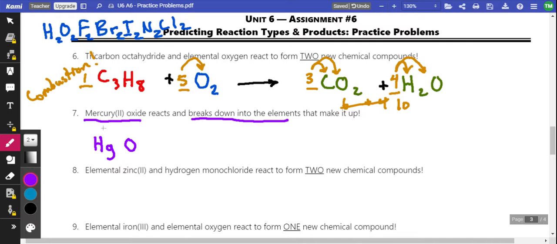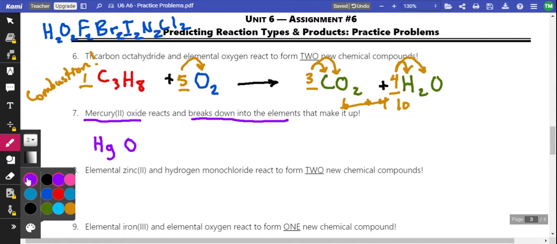So if I had a positive 2 charge on this mercury, and my oxygen has a negative 2 charge, well, a positive 2 and a negative 2 cancel out as is. So it's actually good to go just like that. HgO is mercury 2 oxide. Okay, so be careful with that Roman numeral. Make sure you're canceling the charge, not just sticking that number somewhere and hoping for the best.